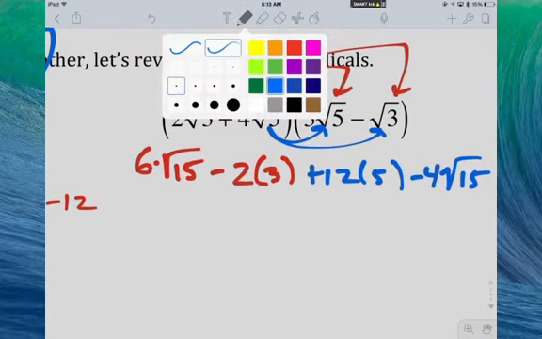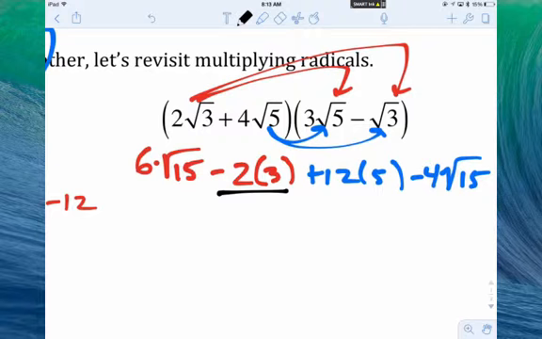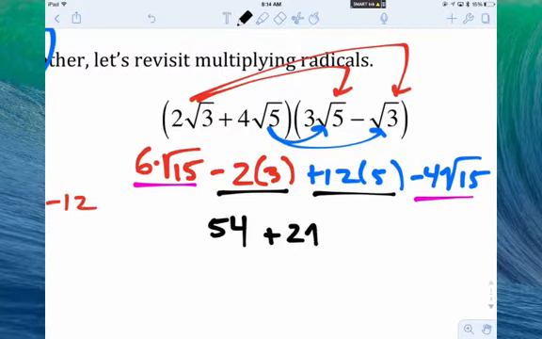I think that we have negative 6 plus 60 for a grand total of 54. And then I think we have 6 root 15 minus 4 root 15 for a grand total of plus 2 root 15. And there's our product right there.